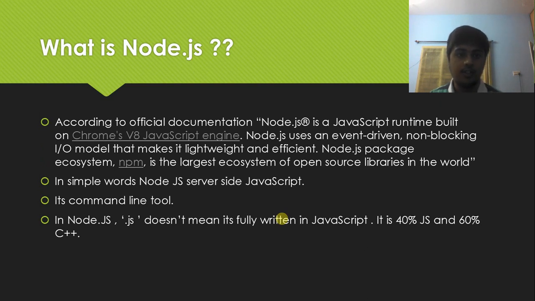So what is Node.js? Node.js is a JavaScript runtime built on Chrome's V8 JavaScript engine, and Node.js uses an event-driven, non-blocking input-output model that makes it lightweight and efficient. The Node.js package ecosystem consists of NPM, which is the largest ecosystem of open source libraries in the world. In simple words, Node.js is server-side JavaScript. It's a command line tool. In Node.js, .js doesn't mean it's fully written in JavaScript. It is 40% JavaScript and 60% C++.